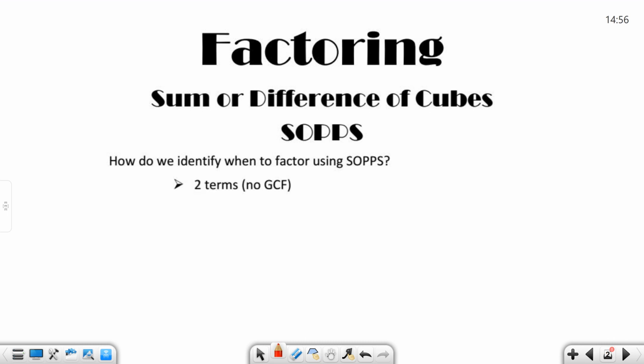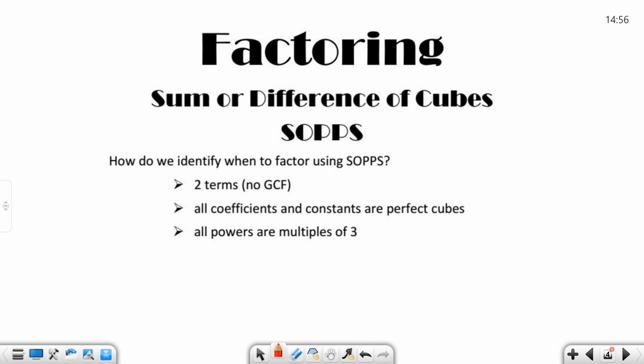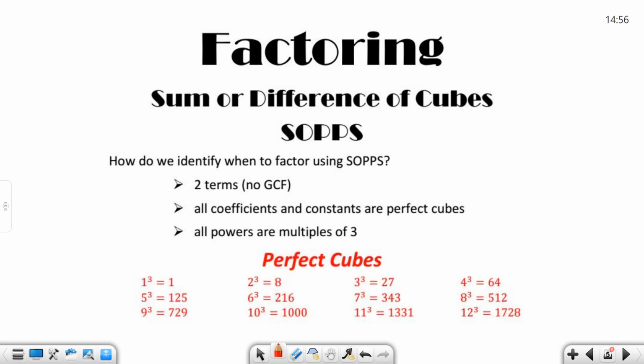Well, two terms, and there can't be a GCF. So it's got to be two terms, and you always check for a GCF first. So once you've taken a GCF out, it's got to be two terms. All the coefficients and constants are perfect cubes. That's the thing times the variable, or the thing by itself without a variable. And all the powers are multiples of 3. That just makes it easy. You don't have to worry about rational exponents or radicals or any of that kind of stuff going on here.